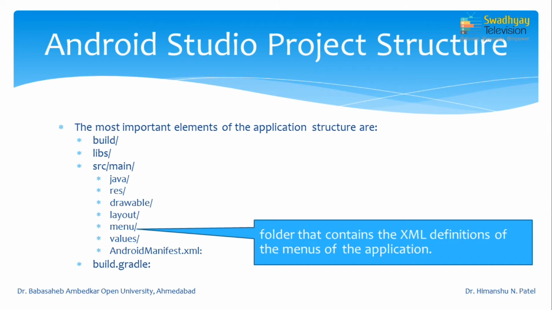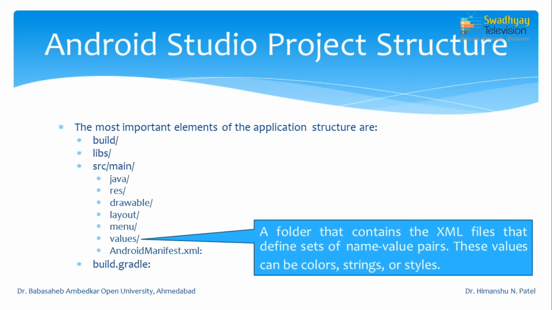By default Android creates a single menu with the name settings for you. Next is values. Android suggests you specify every string as a resource. Whatever string you have used in your project should be specified as a resource, and this is mentioned inside the string.xml file.